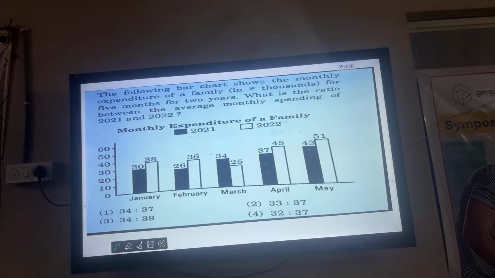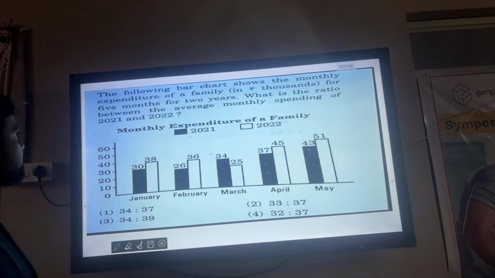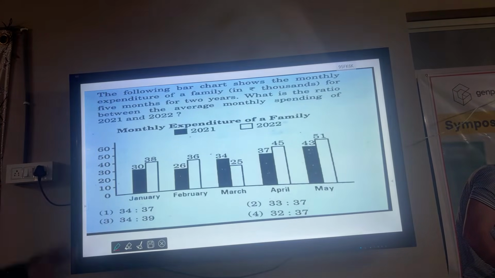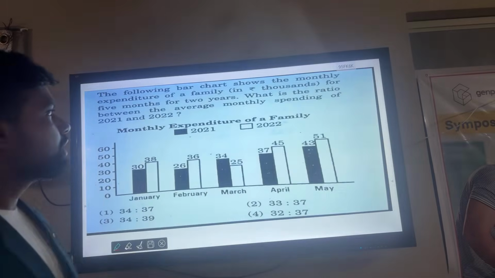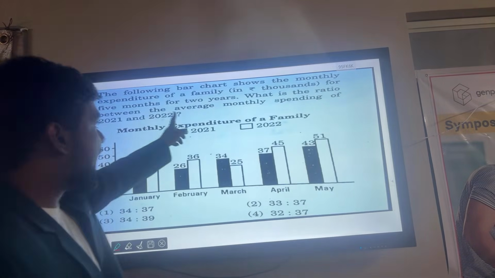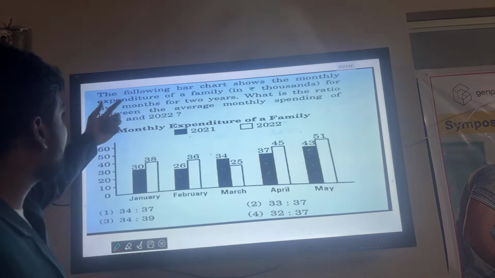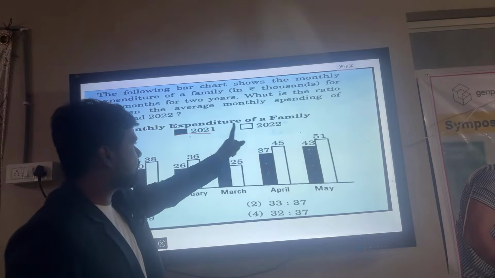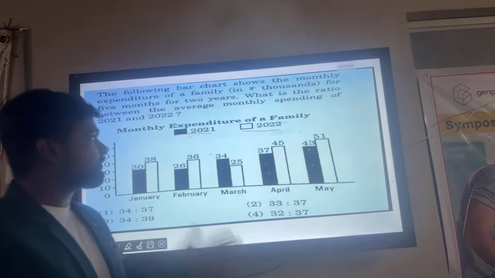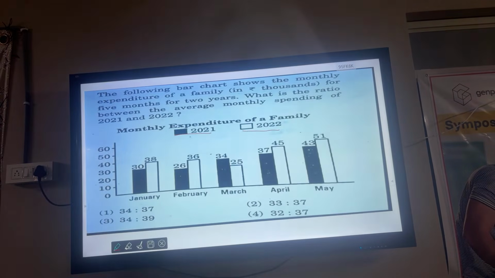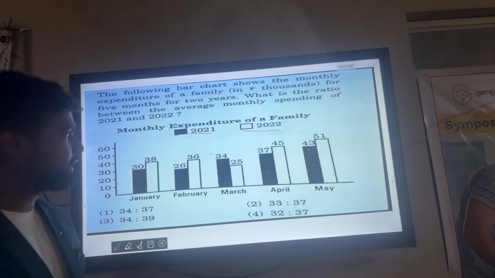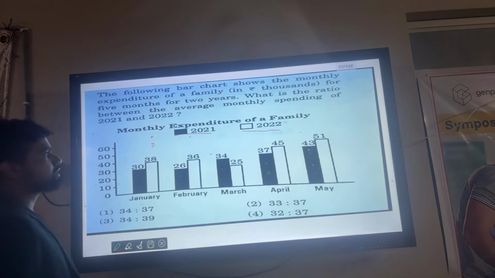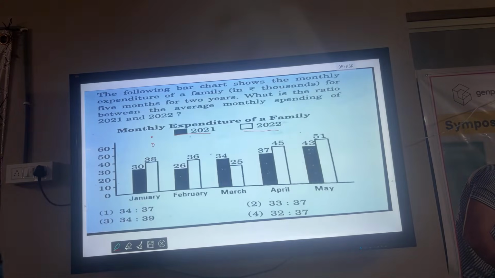The following bar chart shows the monthly expenditure of a family in thousands for 5 months, for 2 years. What is the ratio between the average of monthly spending of 2021 and 2022? This is 2021 and this is 2022. We have to identify the ratio of average of monthly spending. So I will find it out. First I will focus on 2021 spending.